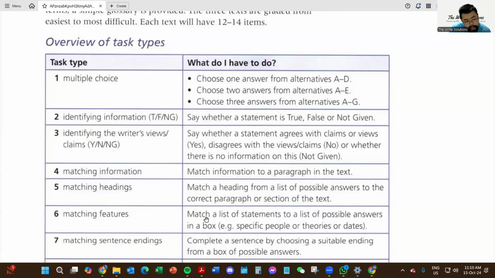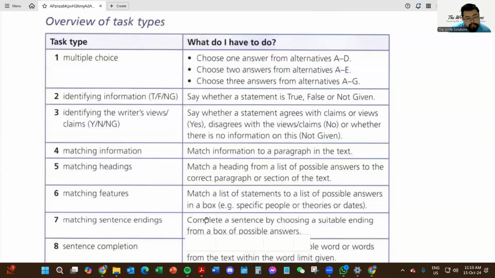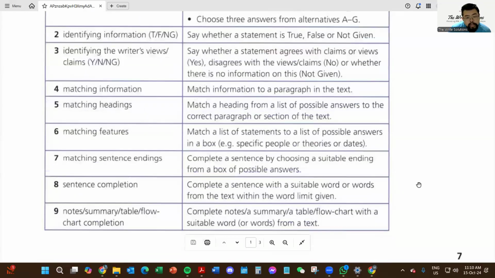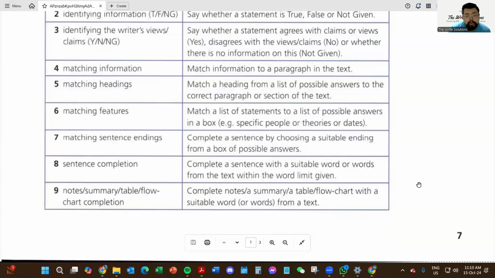You can also do that with multiple choice. You say that A is definitely not correct. It could be B or C. So you have 50-50% rather than 33%, okay? Matching sentence endings, okay? Complete a sentence by choosing a suitable ending from a box of possible answers. Okay, that's going to be similar to matching headings.